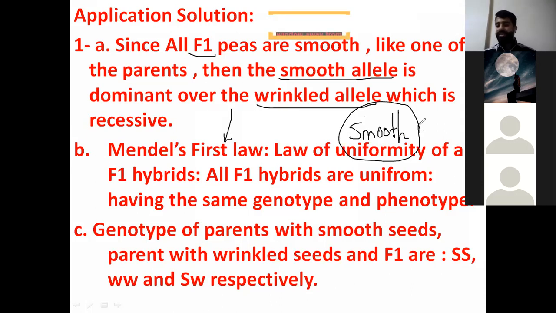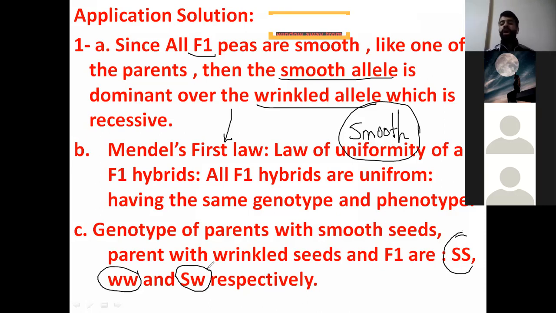Smooth parents are pure, and the smooth is dominant, so it's going to be SS. Wrinkled is recessive, and it's pure, so it's going to be WW. And the F1 took S and took W, so they are SW respectively.